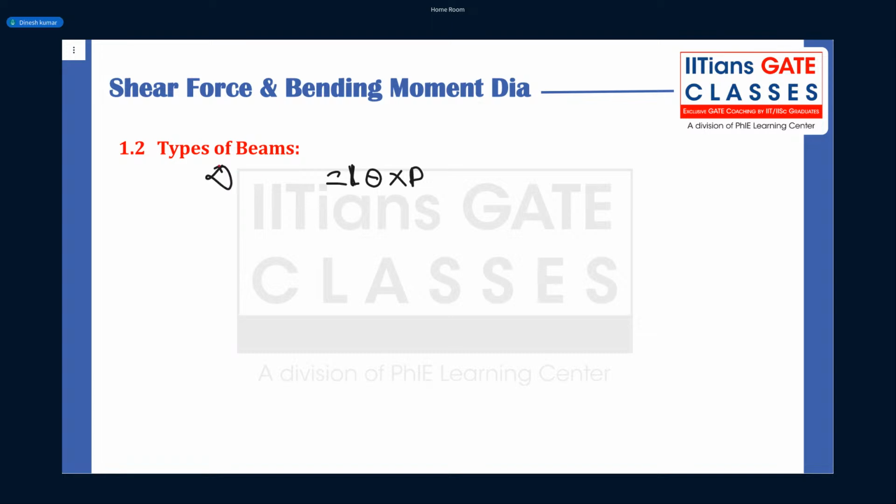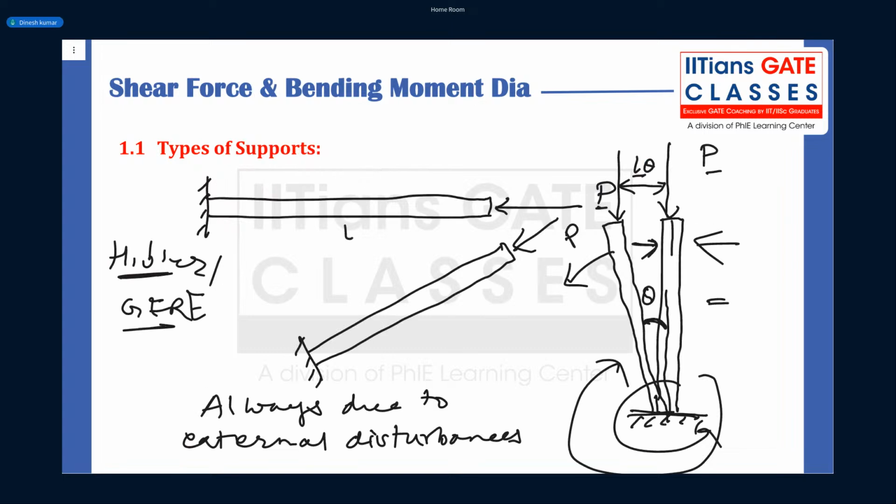So that is the disturbing moment, right? Dm, which will be L theta into P, and there has to be one restoring moment. Now, guys, tell me, this restoring moment will come from where? It will come from the strength of the column. Okay, the support, basically, right?